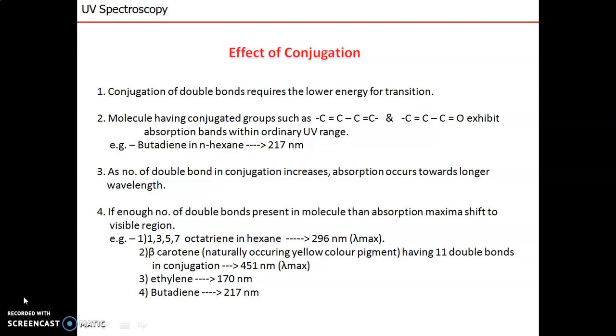For example, 1,3,5,7-octatetraene in hexane shows absorption at 296 nanometer. Beta carotene has 11 double bonds and is a naturally occurring yellow colored compound or pigment. It is a very conjugated compound, hence it is showing absorption at 451 nanometer. Means absorption maxima happening at 451 nanometer in the visible region. If ethylene type of compound, only a single double bond is there, then the compound shows absorption at 170 nanometer and butadiene at 217 nanometer. So from all this we see that as the number of double bonds increases, absorption maxima is shifting towards the longer wavelength. So this is the effect of conjugation in the UV.